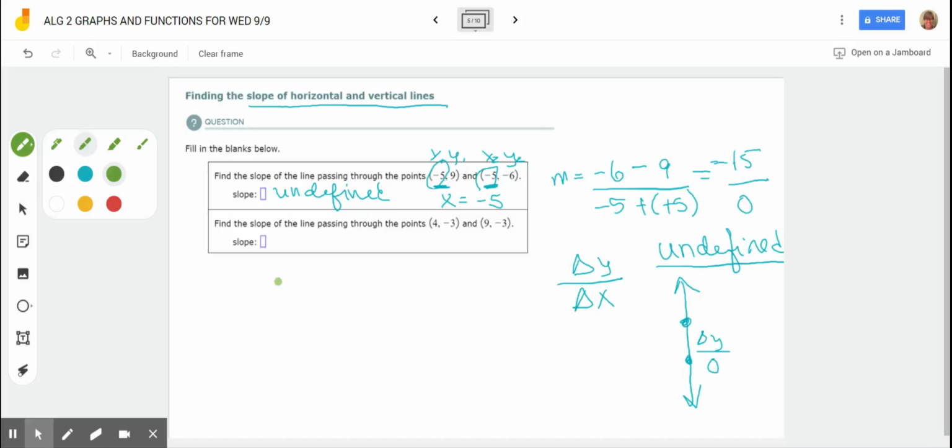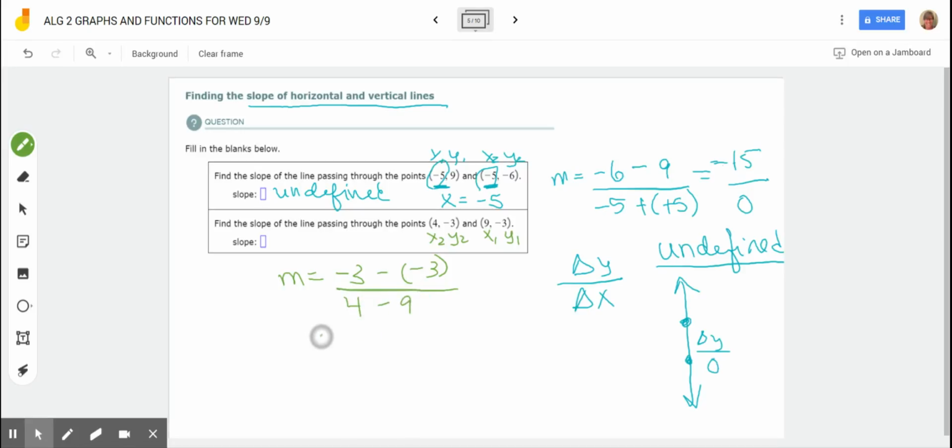Okay, so you're just innocently going along your merry little way, and you decide that this one is x2, y2, and this one's x1, y1. So we're going to go y2 minus y1 over x2 minus x1. And then you get m is equal to, and look, you got minus minus, which becomes a plus. Oh, wow, check this out. You get 0 over negative 5.